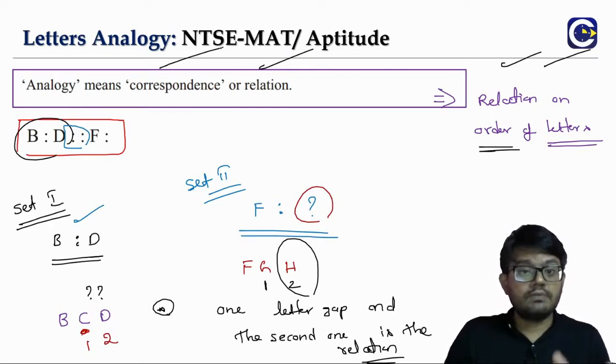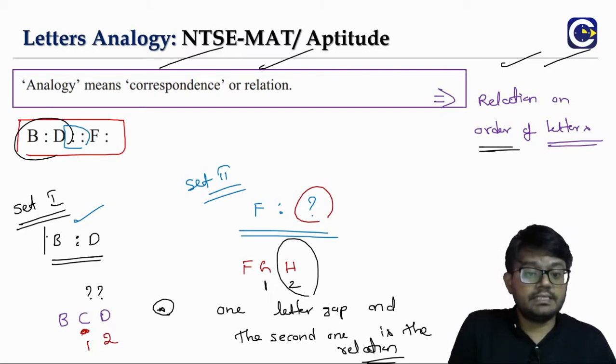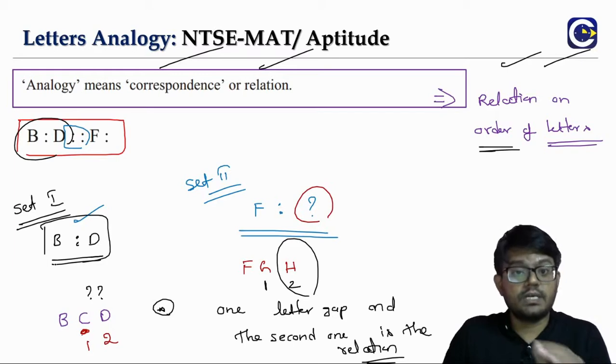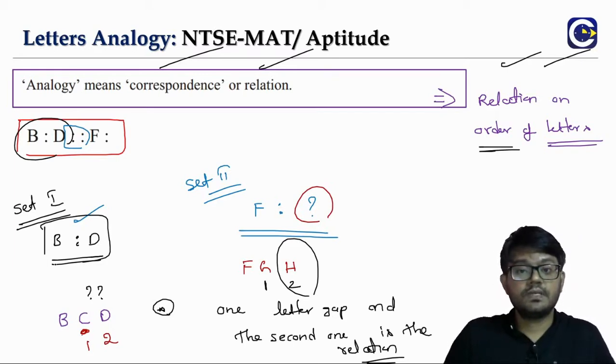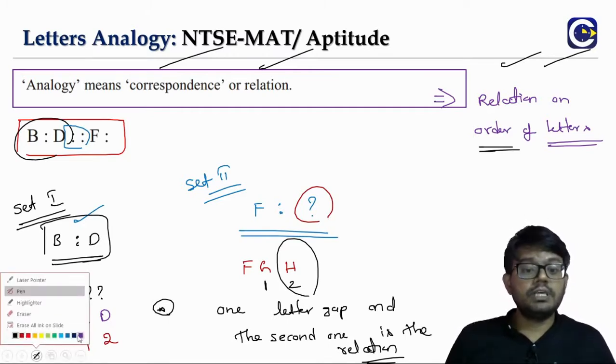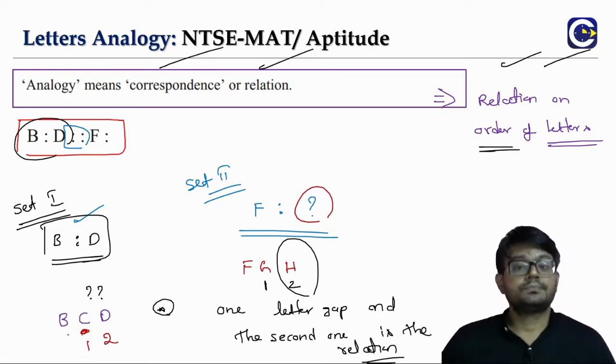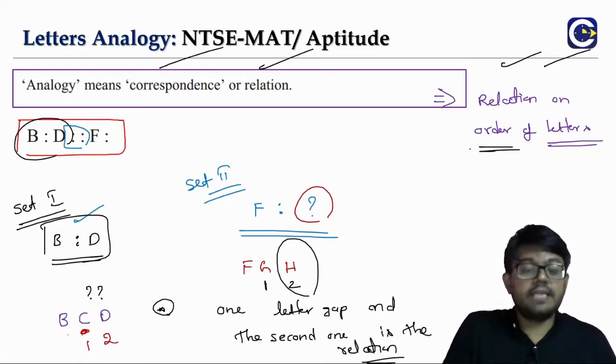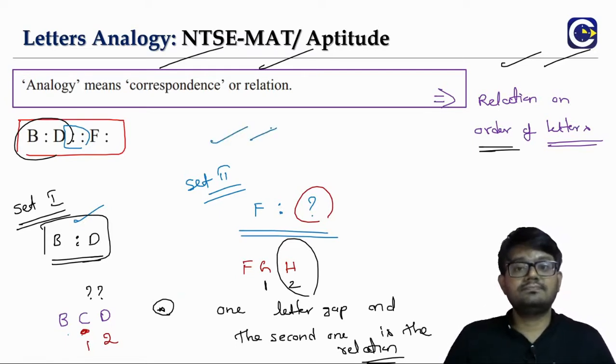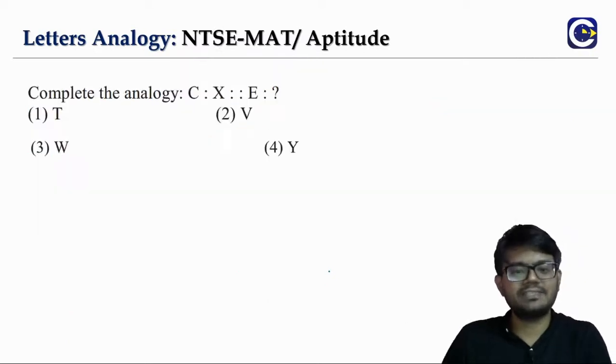Whatever set they give us, here the set B and D is what is given. Using that we will find the relation. In most of the cases, this is like a thumb rule, the relation will be in the order. We will find the relation from the set 1 and apply the same relation to the set 2. If you do that, we will be able to find the missing letter. That's it. This is how we will have the questions.